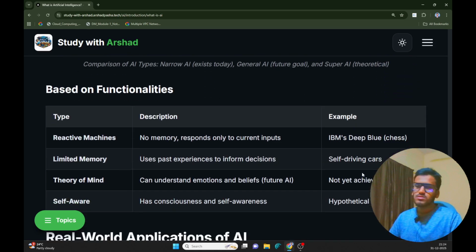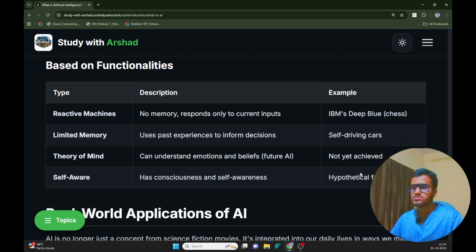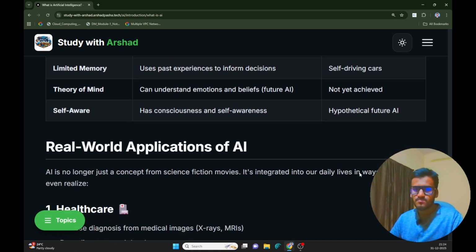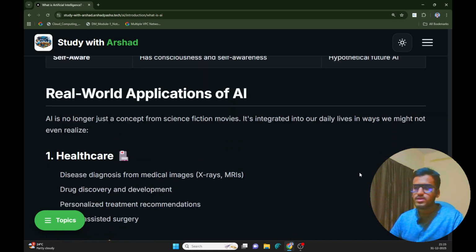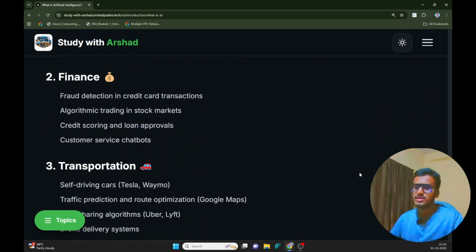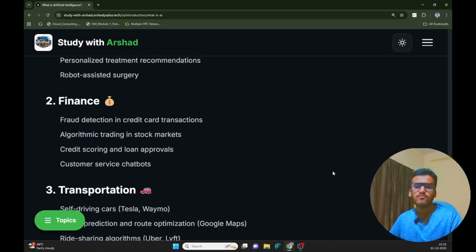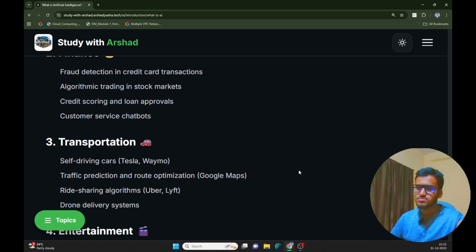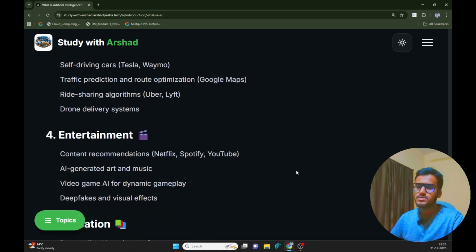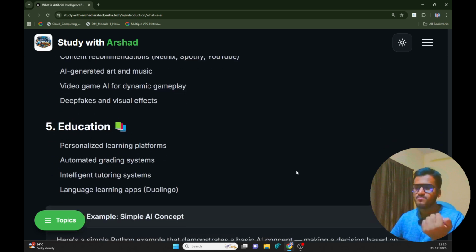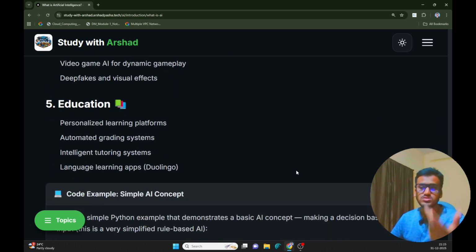The basic functionalities are limited memory, theory of mind and self-awareness, which you can study further. Some real-world applications of AI are healthcare, finance, transportation, entertainment and education. In finance, we can predict transactions and detect fraud. In transportation, there are self-driving cars. In entertainment, Netflix and YouTube analyze your data. In education, there is personalized learning.